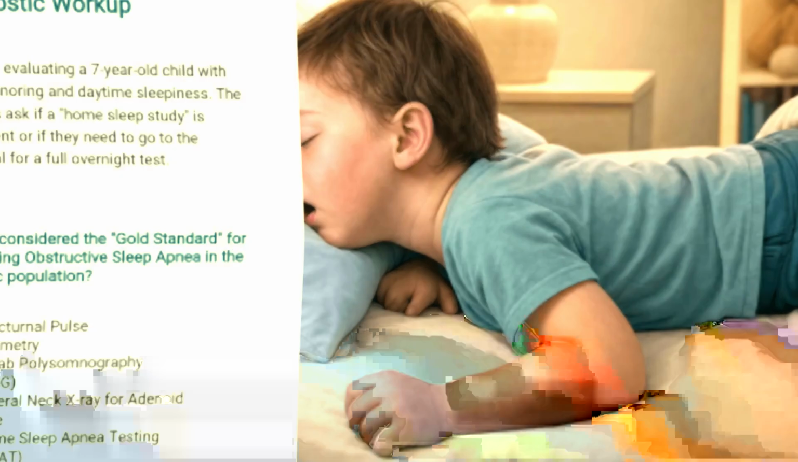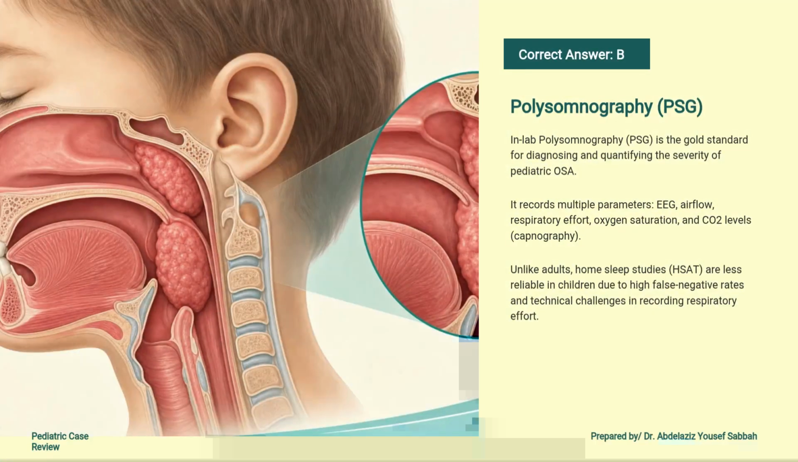Option A, nocturnal pulse oximetry. Option B, in-lab polysomnography. Option C, lateral neck X-ray for adenoid size. Option D, home sleep apnea testing. The correct answer is option B, in-lab polysomnography.